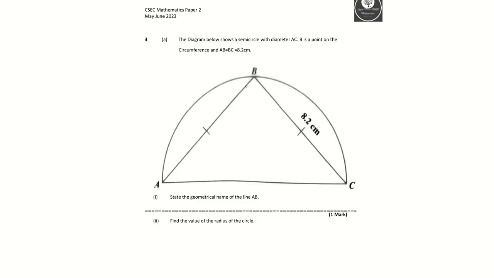Very good. Because it is opposite. I mean, I don't think it's necessary in this question, but it's just good to know. Right? It's 90 degrees. State the geometrical name of AB. Now, AB is going from one side of the circle to the other, or one side of a circle to the other without going through the center. So this is known as a chord. Yeah? Find the value of the radius of the circle.